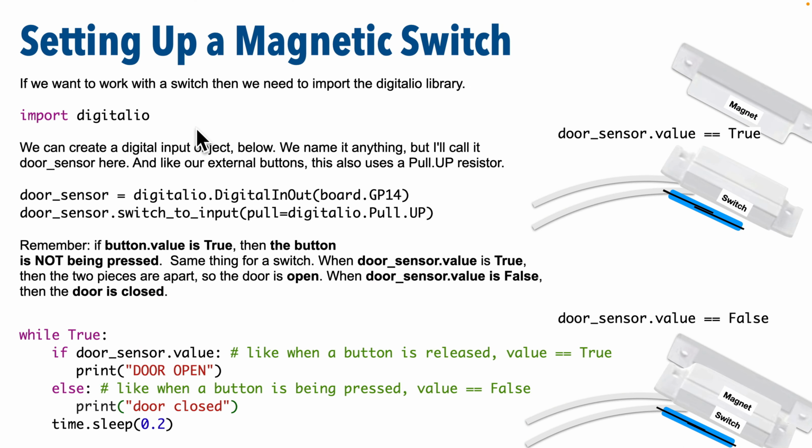If you completed the CircuitPython school lesson on external buttons, you know that we import digitalio. We set up a digital in-out device. You can name it anything. Instead of button, this time I'm going to call it door_sensor. And like an external button, we switch to input and we set up a pull-up resistor. And remember, an external button was true when it was not pushed, false when it was pushed. Well, here, the door sensor is true when it's open and false when it's closed, since closed is like the button being pushed. That's it. Let's code this up and then issue a challenge.